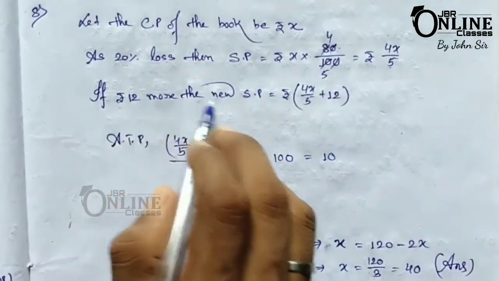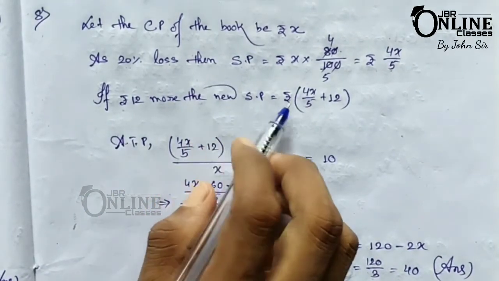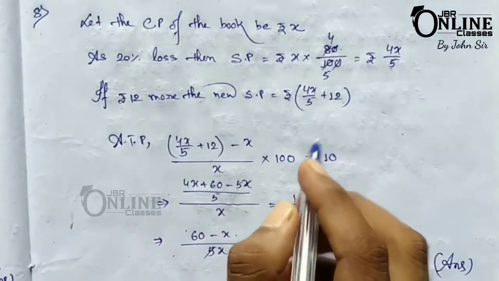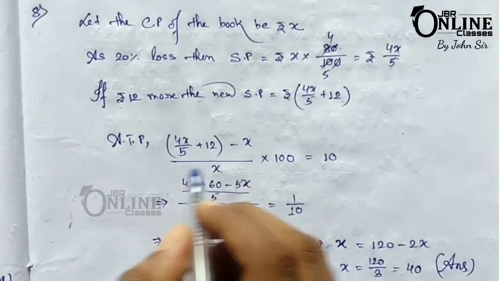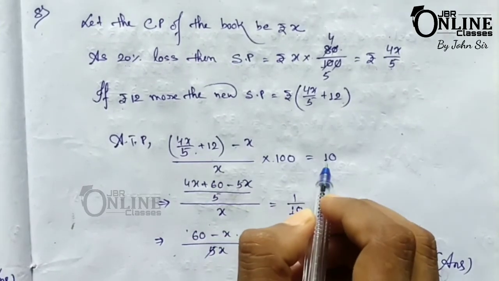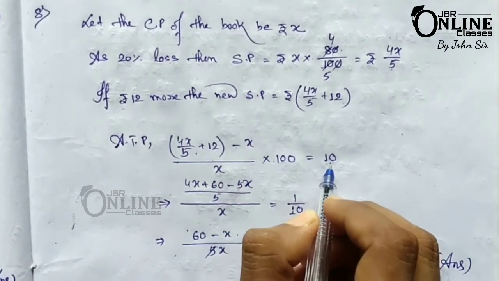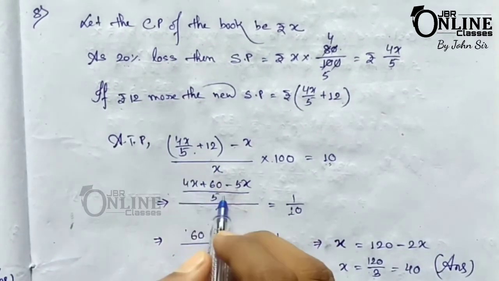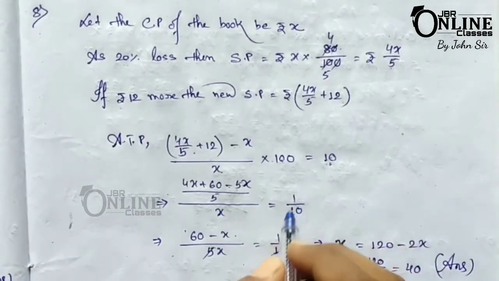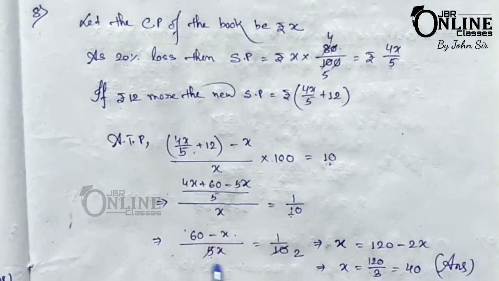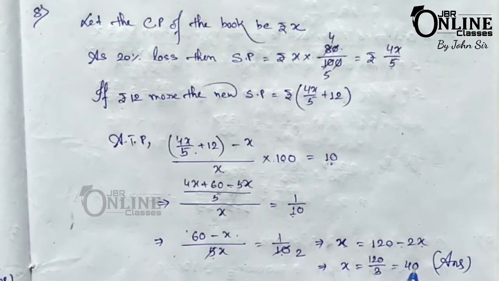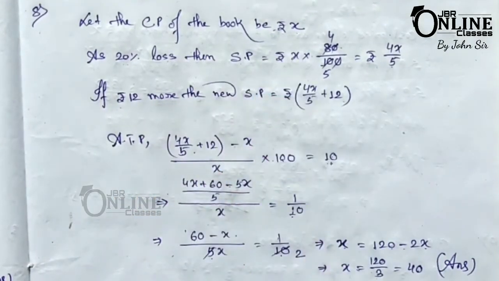Now if 12 more, that means the new SP equals 4x by 5 plus 12. If 12 more, then it will be 10% profit. So according to the formula, (SP minus CP) by CP into 100 is equal to the percentage of profit, which is given as 10. So here 5 is the LCM, so (4x plus 60 minus 5x) by 5x equals 10 divided by 100, that equals 1 by 10. So (60 minus x) by 5x equals 1 by 10, then 10 into (60 minus x) equals 5x, so x equals 40. That means the cost price of the book equals 40.